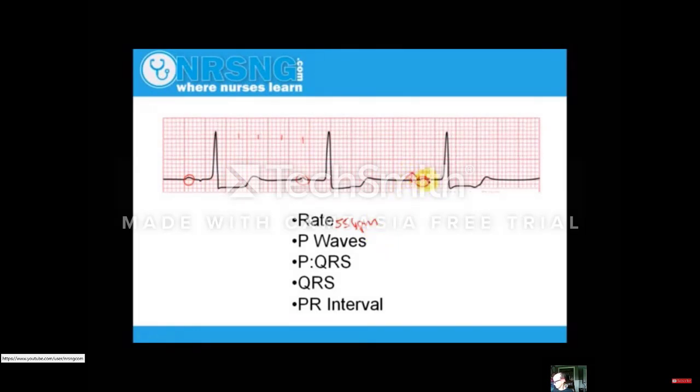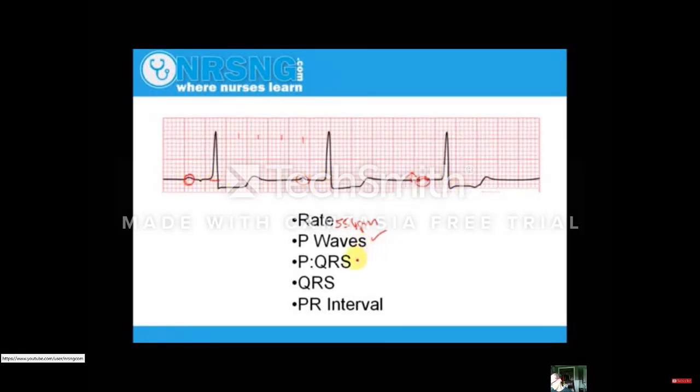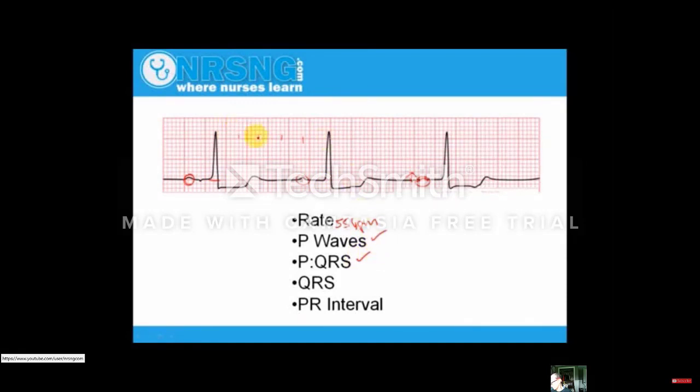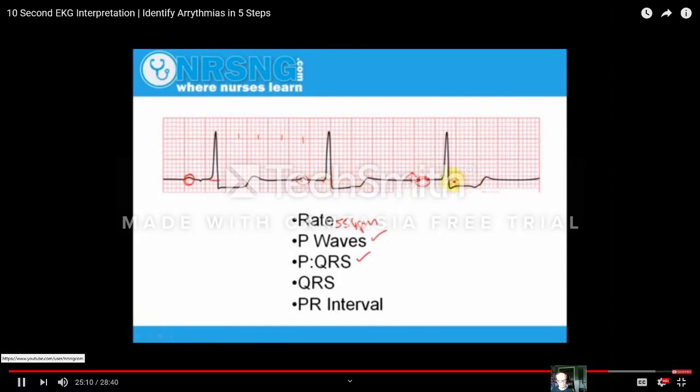Let's look at our QRS complexes. Okay, so our QRS complexes are present. Are they 1.5? Okay, about 1.5 there, about 1.5 there. Are they 1.5 to 3 small boxes? Yes. So our QRS is normal. Let's look at our PR interval. So what we want to determine with our PR interval is whether it is between 3 to 5 small boxes.